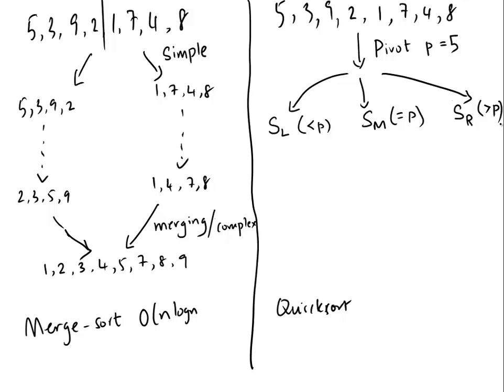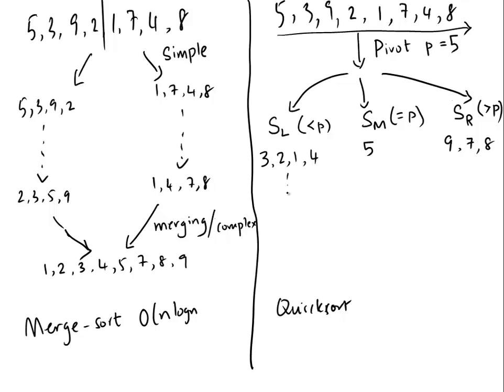I can do this in one pass. I can just go through the elements of the list. If it's equal to the pivot, I throw it into SM. If it's less than, I throw it into SL. And if it's larger, I throw it into SR. So let's do that. 5 goes here. 3 goes to the left list. 9 goes to the last list. 2 and 1 go to the first list. 7 goes to the last list. 4 goes to the first list. And 8 goes to the last list. Now I've split into three parts.